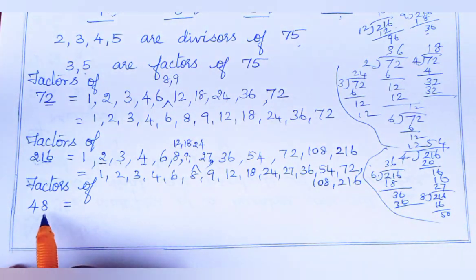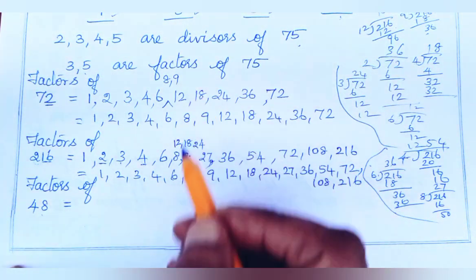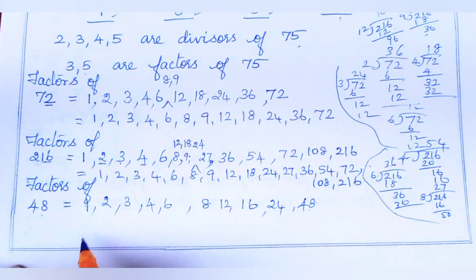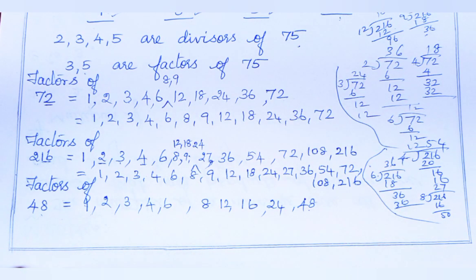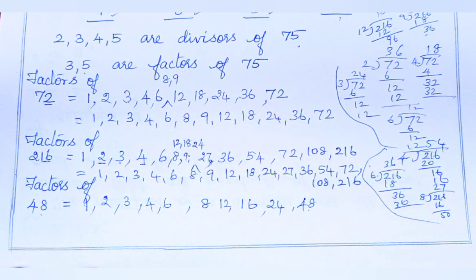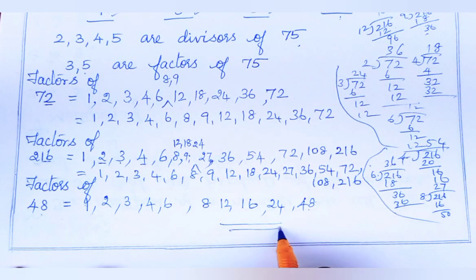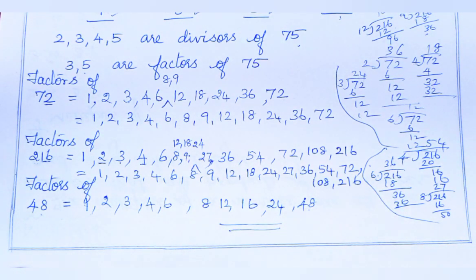Then we are going to find the factors of 48 in the same way. All the factors we have written here: 1, 2, 3, 4, 6, 8, 12, 16, 24 and 48. So this is an easy way to find the factors of all the numbers.